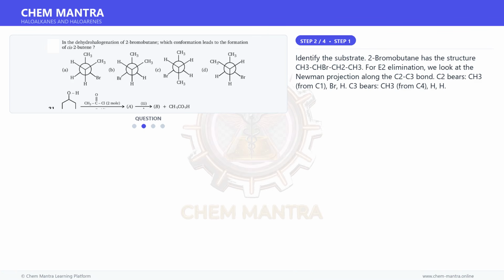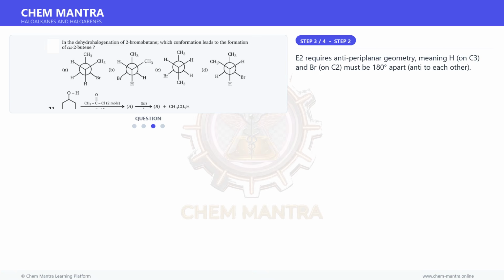Identify the substrate. 2-bromobutane has the structure CH3, CHBr, CH2, CH3. For E2 elimination, we look at the Newman projection along the C2-C3 bond. C2 bears CH3 from C1, Br, H. C3 bears CH3 from C4, H, H. Moving on to the next step.